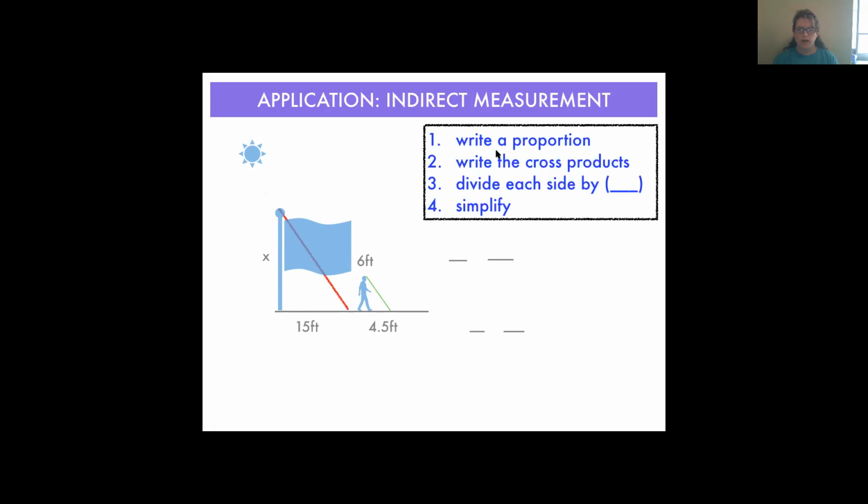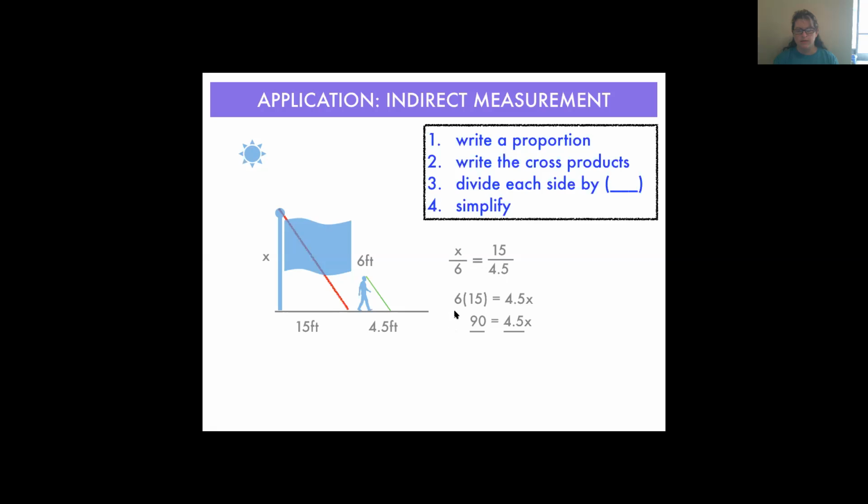We can write a proportion. All right, and our proportion is going to be the height of the flagpole compared to the height of the man. Also, that's going to equal the length of the shadow of the flag compared to the length of the shadow of the man. All right, here's your proportion. Now, this time we're going to write cross products. That means product is the answer of multiplication. So we're going to cross multiply. All right, we're going to do 6 times 15 equals 4.5 times x.